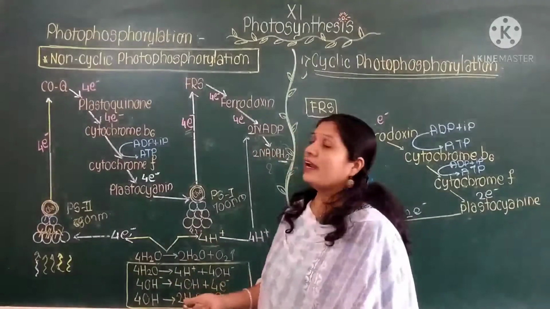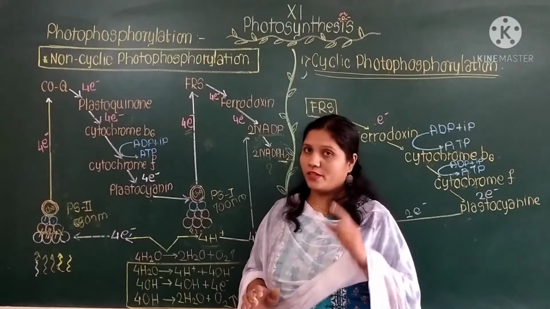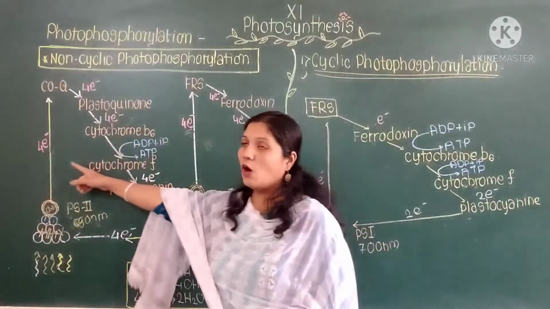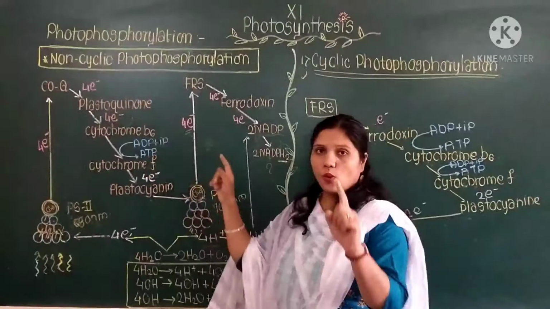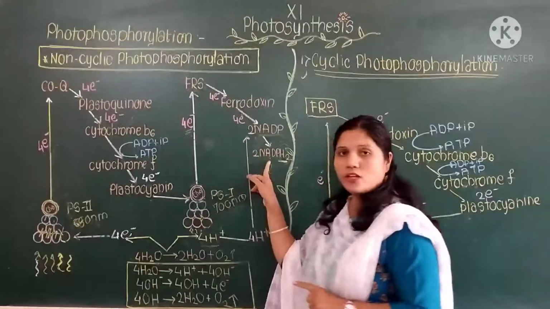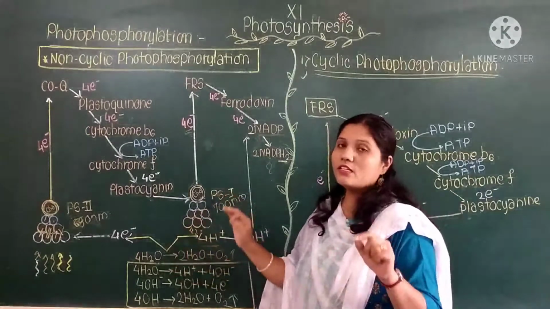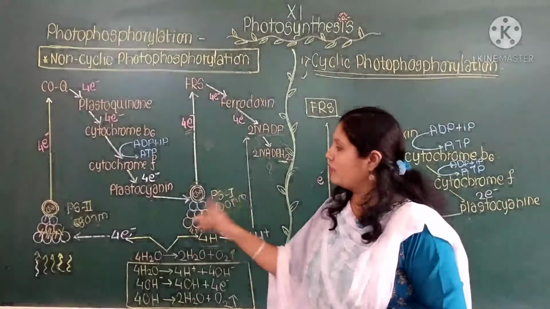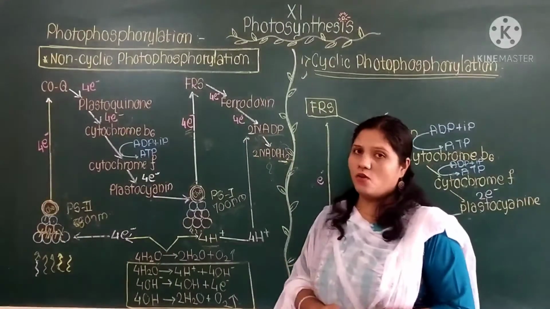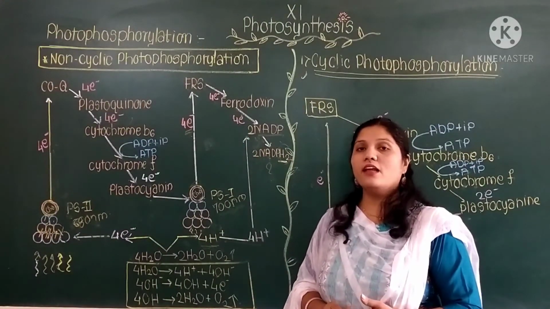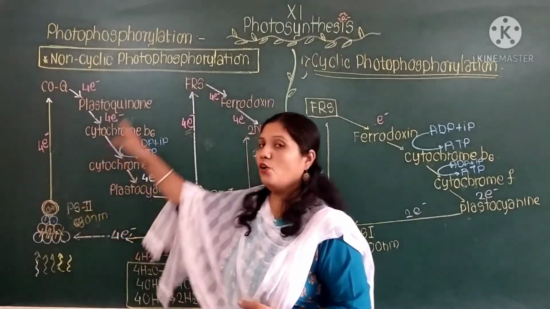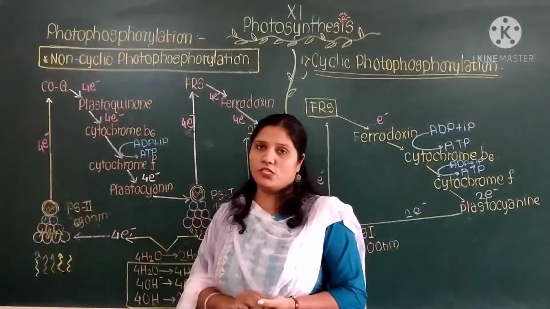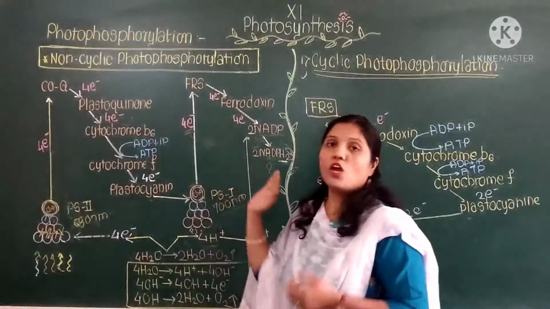So, what are the characteristics of this non-cyclic photophosphorylation? Pay attention. Here, how many electrons does it emit? 4 electrons. Here one ATP molecule is produced, and NADPH2 is produced. In this process, photolysis of water takes place. In this, 2 photosystems are involved. And one more characteristic is that the electron which is emitted from one photosystem does not come back to the same photosystem. So this is about the non-cyclic photophosphorylation.